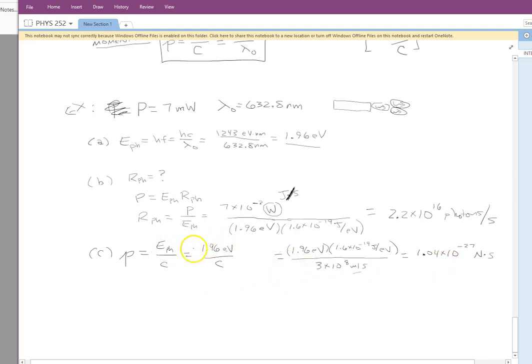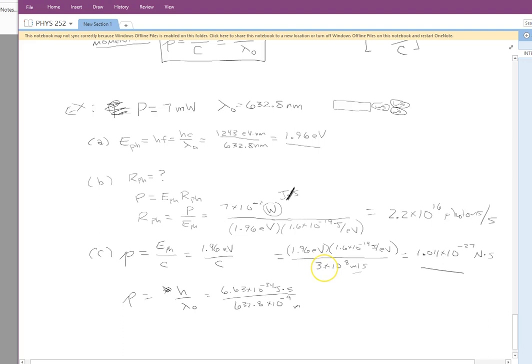And another thing you could do, and you can check this, I said that another way to calculate momentum is to take Planck's constant over the free space wavelength. So I'll let you check that if you put in 6.63 times 10 to the minus 34 joule seconds divided by 632.8. Now I have to convert the nanometers to meters because I need all SI units. So this is 10 to the minus 9 meters. That should give you 1.04 times 10 to the minus 27.